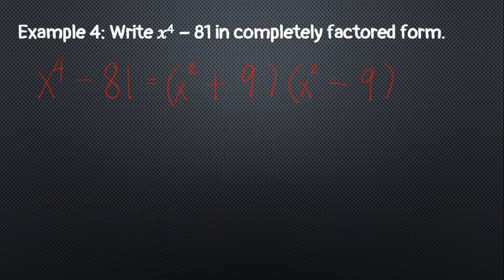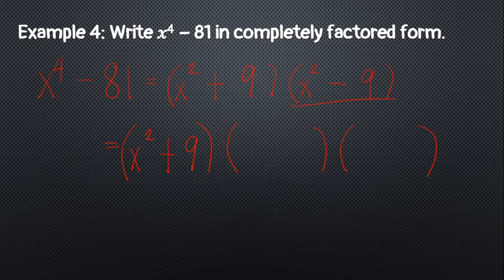If you take a look at the answer, the quantity of x squared plus 9 times the quantity of x squared minus 9, we can still factor x squared minus 9. This is still a difference of two squares. So 9 is still a perfect square and the exponent 2 is an even number. So let's just copy x squared plus 9. And then let's make another two small parentheses for the factors of x squared minus 9.